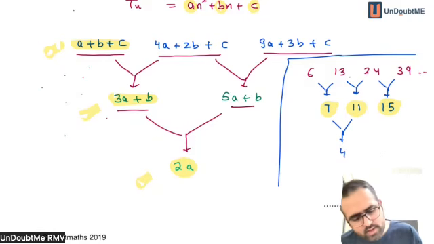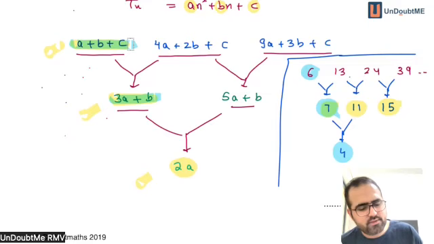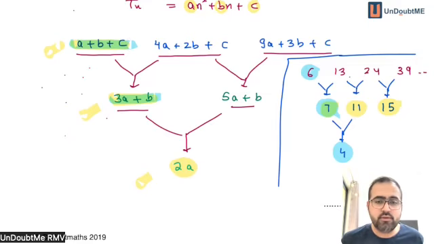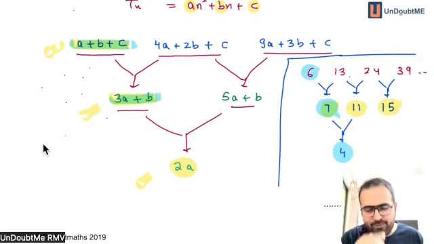Now what I need to do from here is this 4 will be equated with 2a. 7 will be equated with 3a plus b, and 6 will be equated with a plus b plus c, and we are going to get 3 equations which will give me a, b, and c. This is a typical process which we have to follow to get the a, b, c values.